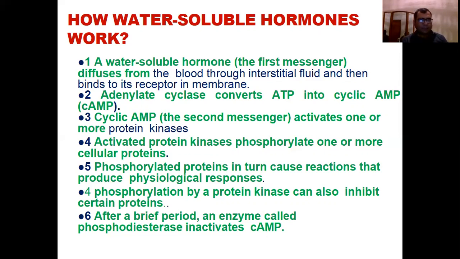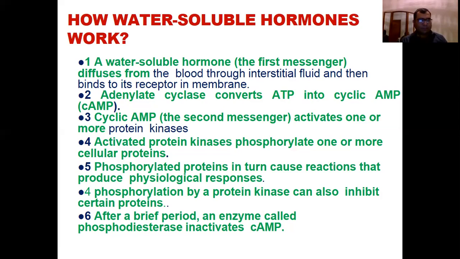Number four, activated protein kinases phosphorylate one or more cellular proteins. Phosphorylation activates some of these proteins and inactivates others, rather like turning a switch on or off. Five, phosphorylated proteins in turn cause reactions that produce a physiological response. Different protein kinases exist within different target cells and within different organelles of the same target cell. Thus, one protein kinase might trigger glycogen synthesis, a second might cause a breakdown of triglyceride, a third may promote protein synthesis, and so forth.